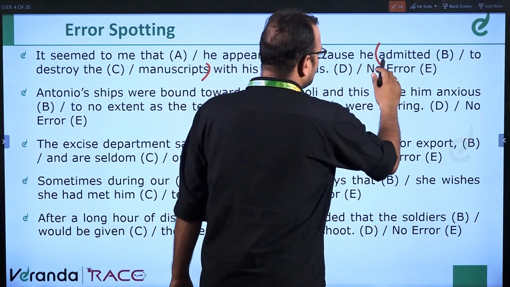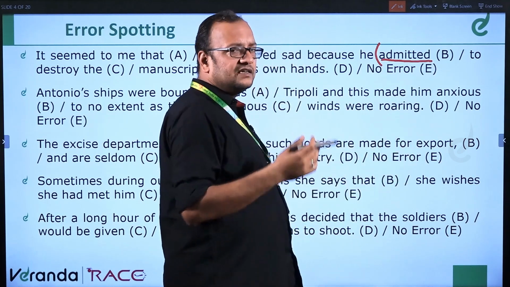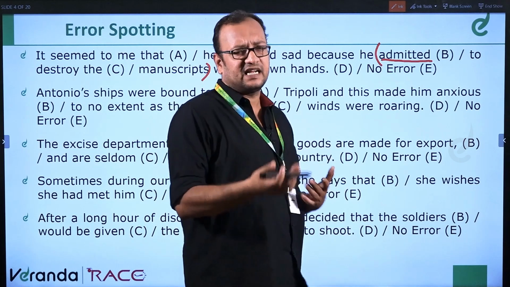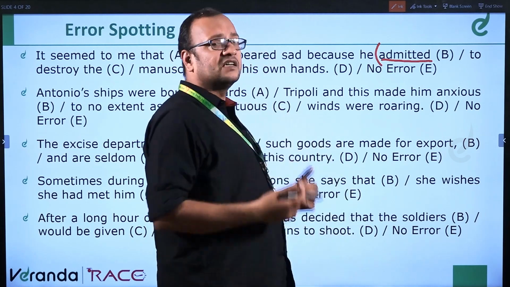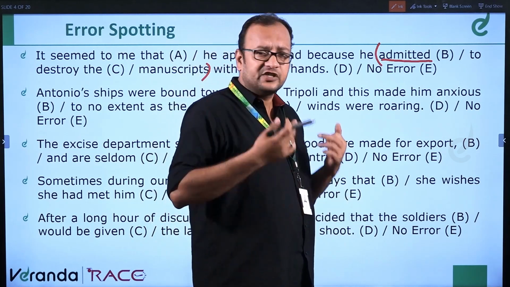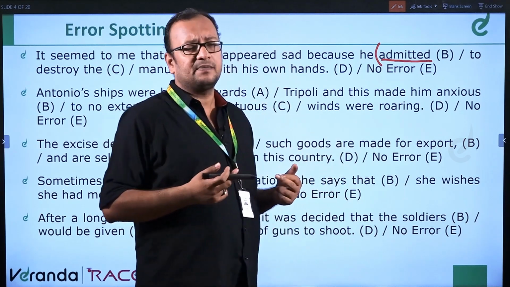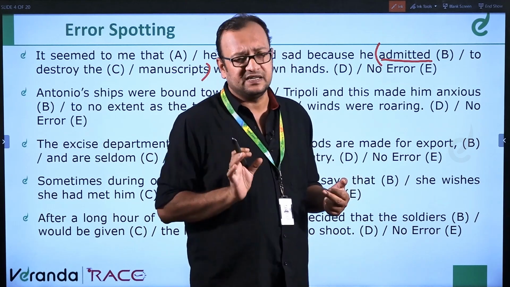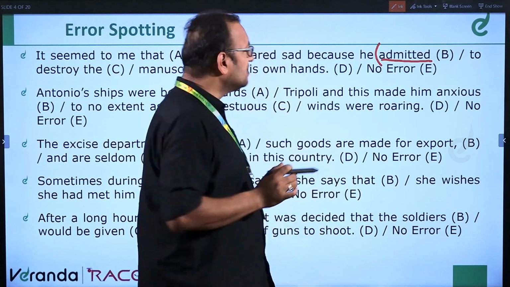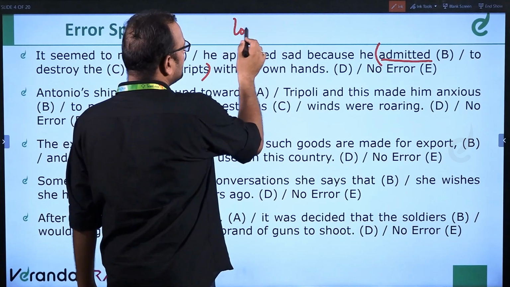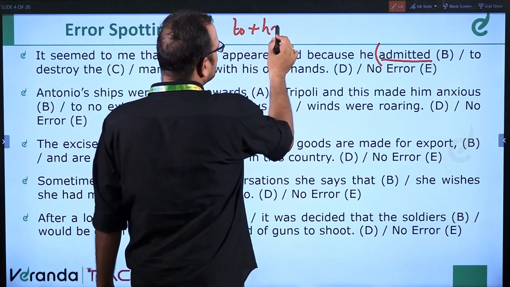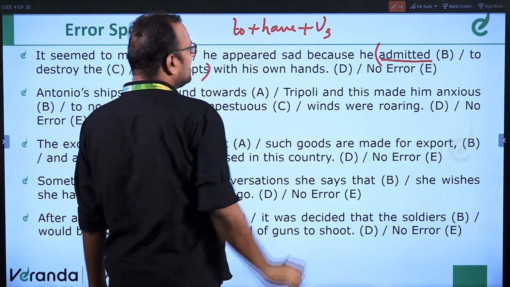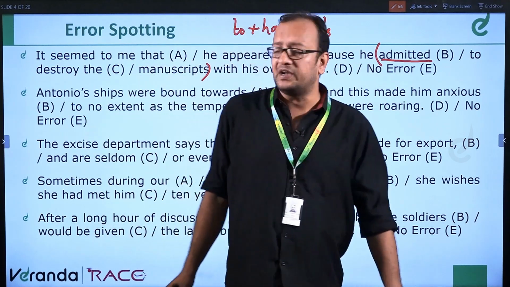There are 2 actions. Admission of the fact that he destroyed the manuscripts, and destroying again is an action. So, which happened earlier? He destroyed earlier. So, in this case, what happens? The action which happens earlier is written in perfect infinitive. Perfect infinitive is what? It is like 2 plus half plus V3. So, it should be he admitted to have destroyed.